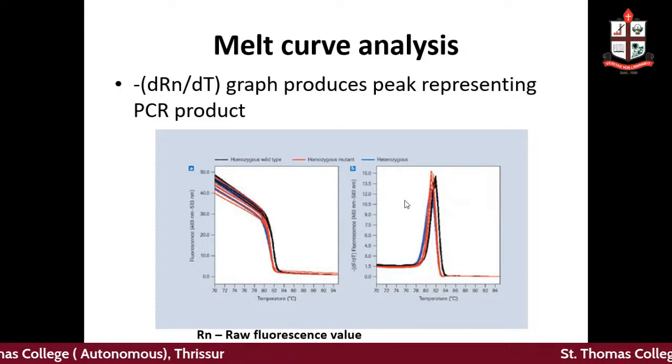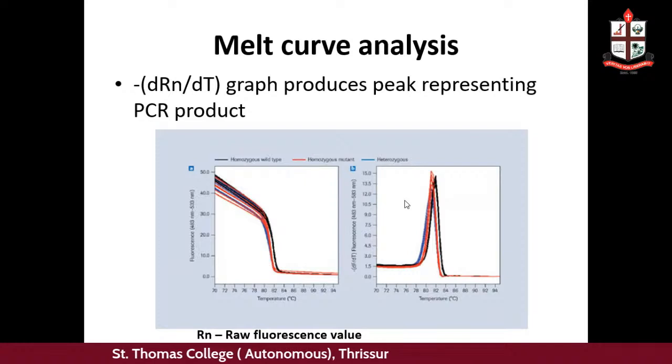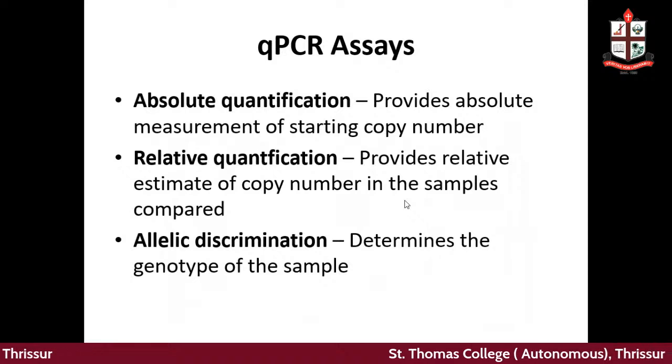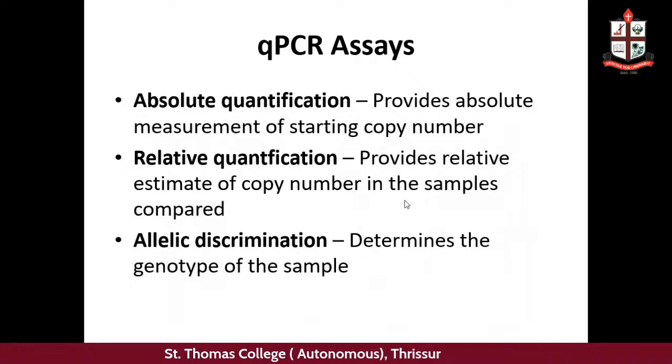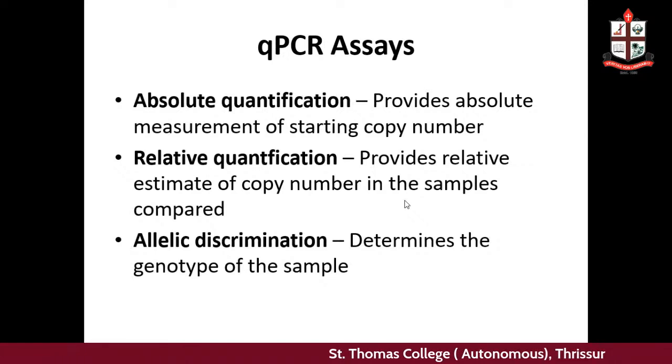So in real-time PCR, there is no need to do an agarose gel electrophoresis. You can do a Melt Curve analysis and see the specificity of your PCR. Okay, now we'll come to the different analysis using qPCR. So there are mainly three different analyses using qPCR. There is absolute quantification, relative quantification, and allelic discrimination. So qPCR we use for these three different kinds of analysis.